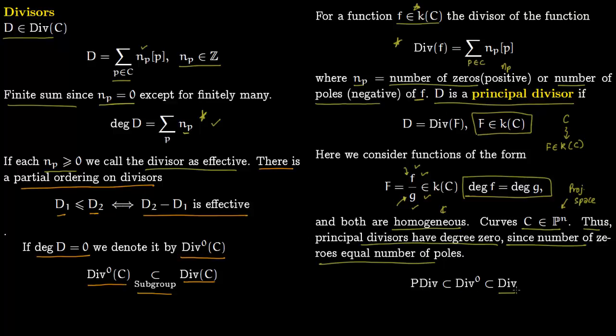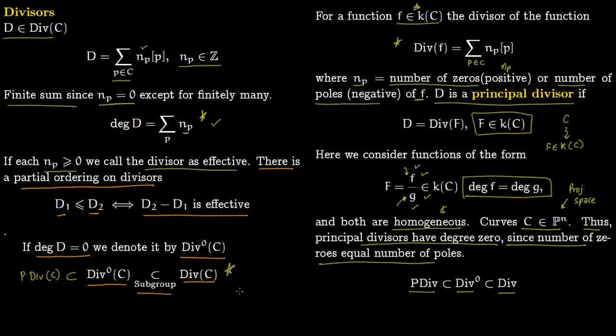You have divisors on a curve, a subgroup of that is divisors of degree 0, and a subgroup of that is principal divisors. So notice that we started from here. Divisors of degree 0 formed a subgroup of divisors on the curve. Now we have another portion here, which is the principal divisors.